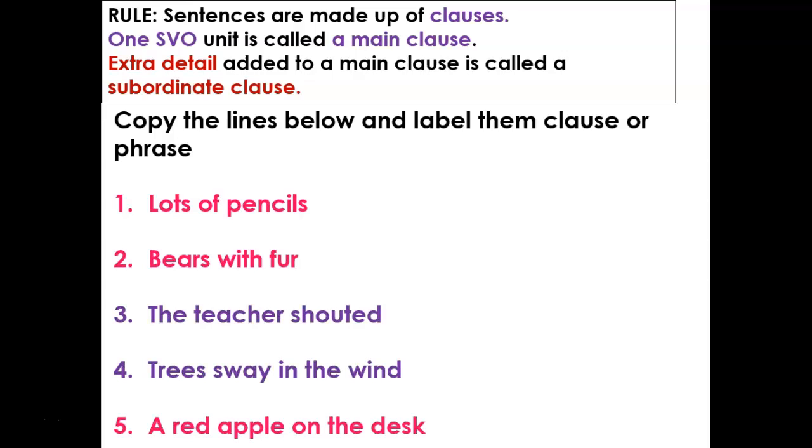Were you right, guys? Let's have a look. So number 1, lots of pencils, a phrase. It's got no subject, no verb. Number 2, bears with fur, another phrase. There's no verb in there, is it? Look at number 3 and 4, though. Both of these are main clauses because they've got the verbs. So if I said to you for number 3, what did the teacher do? They shouted. So that's the verb shouted coupled with the subject, making it a clause. Guys, in number 4, what do the trees do? Brilliant, they sway in the wind, making that a clause. And what was on the desk? A red apple. Brilliant, so give yourself a mark out of 5.